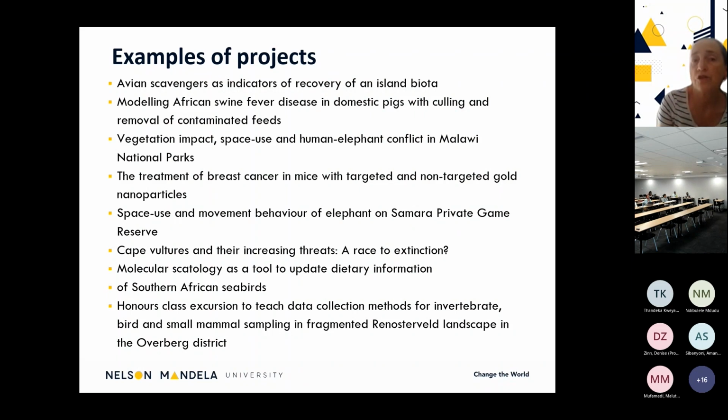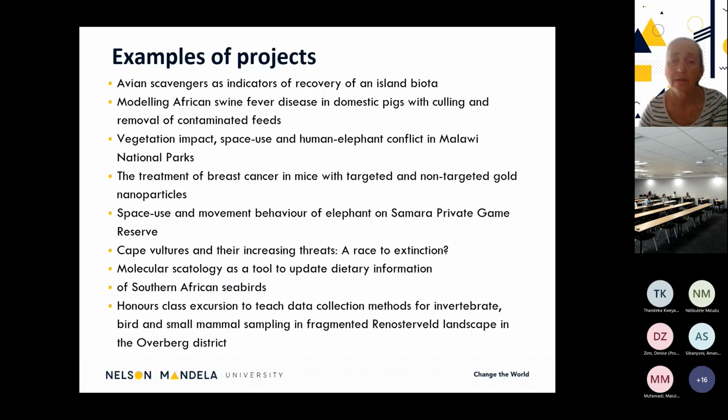Vegetation impact, space use of and human-elephant conflict in Malawi National Parks. I've just taken at random yesterday some of the titles. The treatment of breast cancer in mice with targeted and non-targeted gold nanoparticles. So that's typically an experiment that will happen in our animal holding facility.